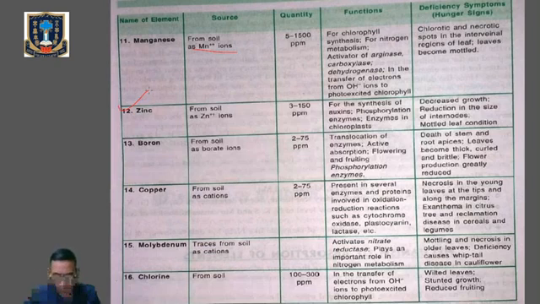Next one is boron. Boron is absorbed as borate ions from the soil. Quantity is nearly 2 to 75 parts per million. Functional role: it is required for carbohydrate translocation, uptake and utilization of calcium ion, pollen germination, membrane functioning, cell elongation, and cell differentiation. This is the role of boron.